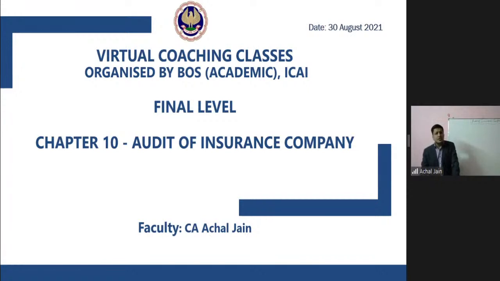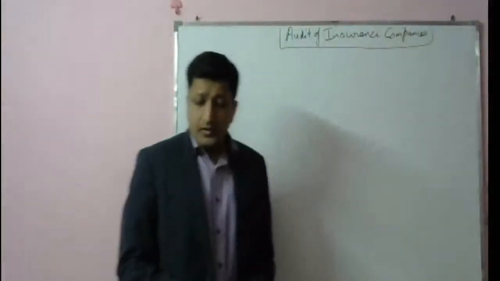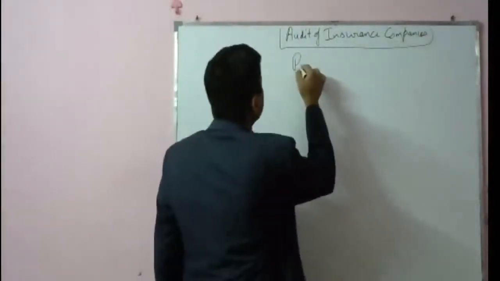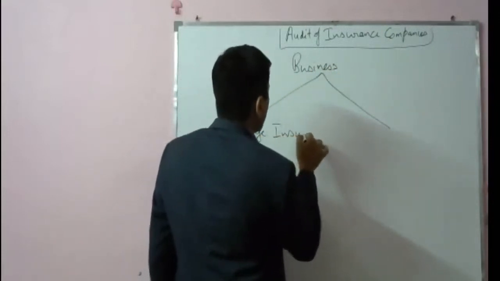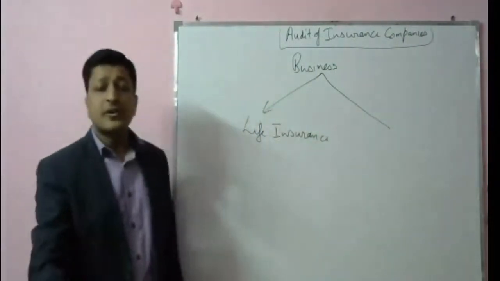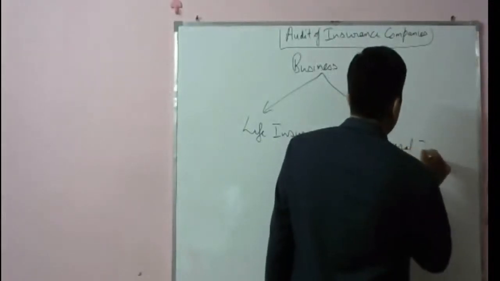So now, when it comes to an insurance company, let's try to understand the business which may be involved in an insurance company. For an insurance company, we can say the businesses can be divided into two categories. One is the life insurance business, and second is general insurance. So the business for an insurance company can be categorized into two parts, and that is how we also need to understand the audit requirements. Life insurance and general insurance.